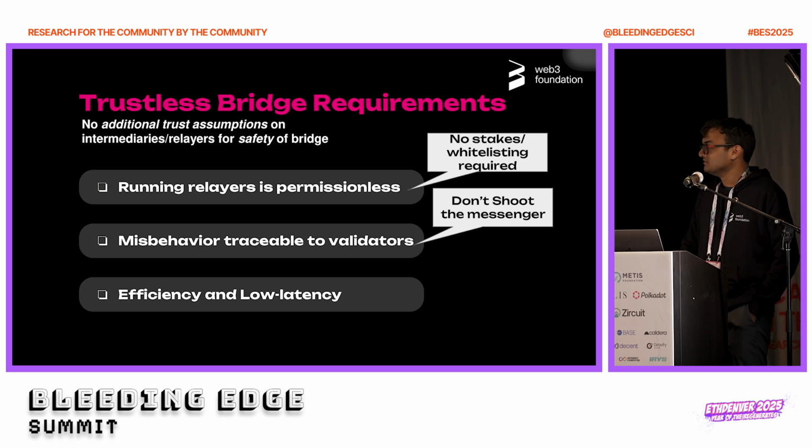Second is the misbehavior. If something goes wrong in the bridge, you should be able to trace it back to the validators on the source chain, because they are the ones who are staked, right? So the classic don't shoot the messenger, but find the root cause of the issue. And finally, you need it to be efficient with really low latency to improve the user experience.